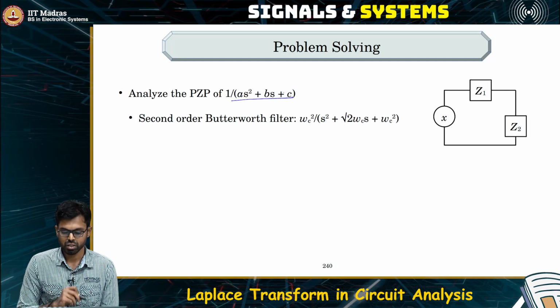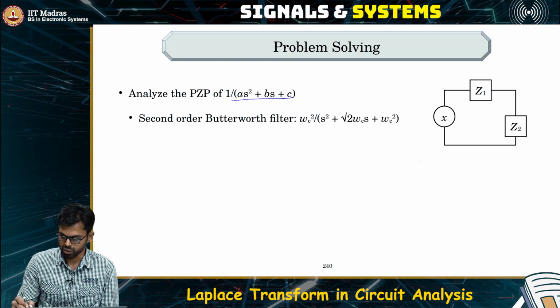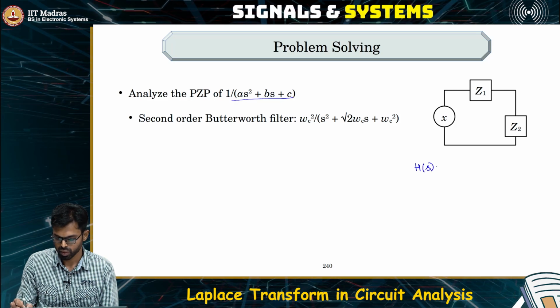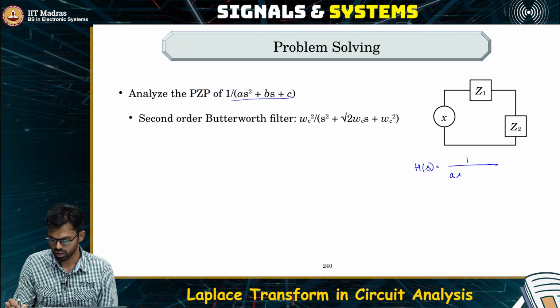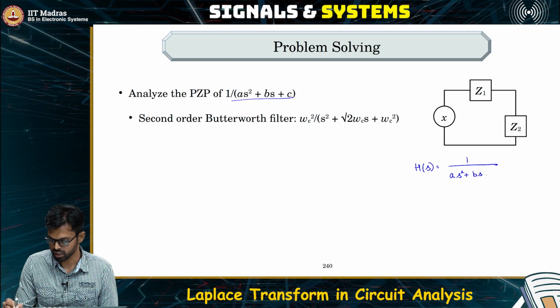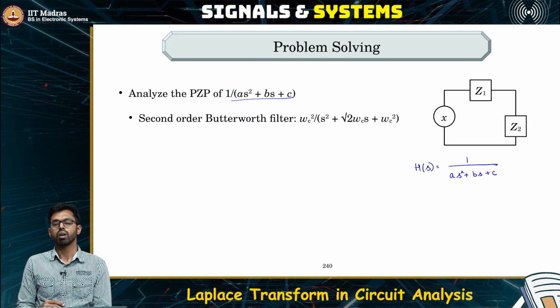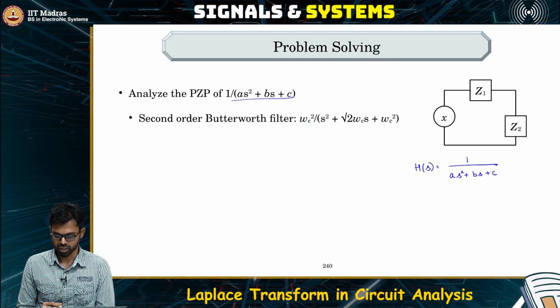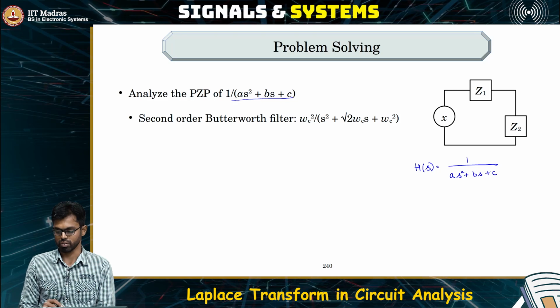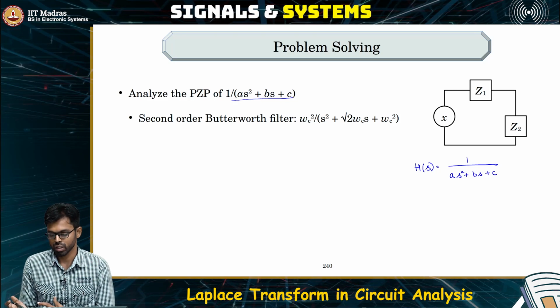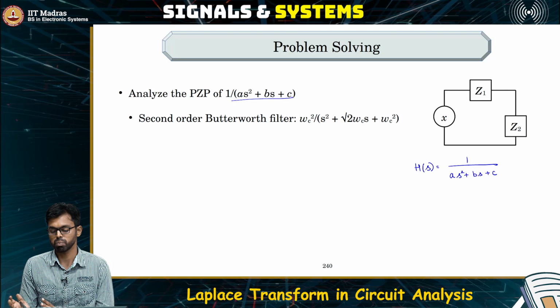So the question is, some transfer function is already given to you. So H of s is given to be 1 by a s square plus b s plus c. If this is the transfer function that is given to you, how do you analyze this system? So first, what are the poles and zeros of this system? What are the zeros? It does not have any zero. That's great. So it has only poles.